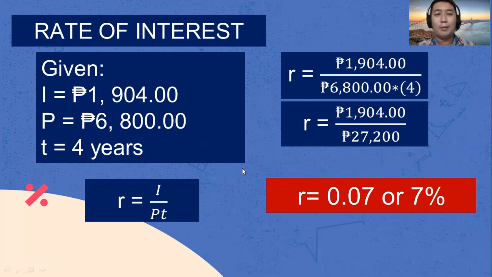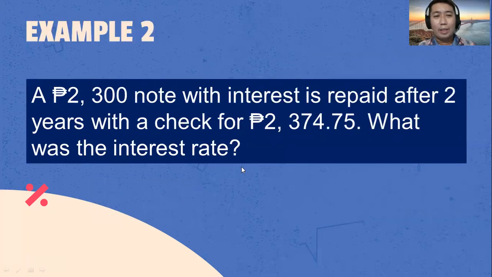Okay, I hope you were able to follow the process. Let's now try to answer example number 2. A 2,300 pesos note with interest is repaid after 2 years with a check for 2,374.75. What was the interest rate?